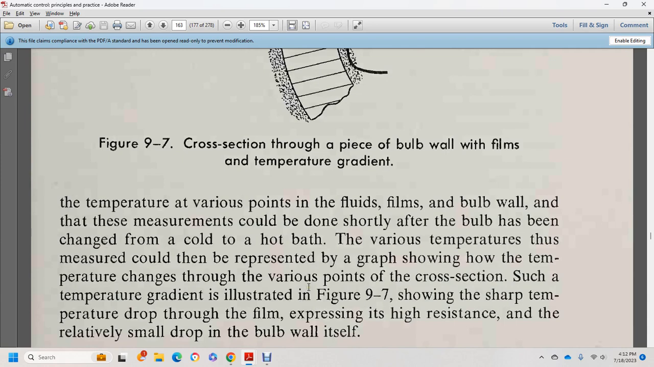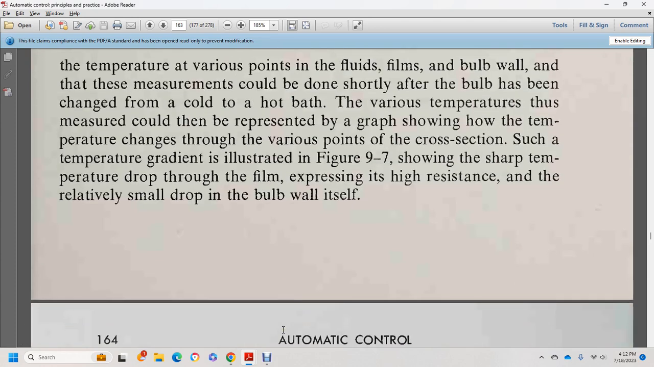These measurements can be made shortly after the bulb is moved between the cold and the hot bath, with various temperatures measured for the purpose of a graph that shows how the temperature changes at various points of the cross-section, such as the temperature gradient illustrated. Figure 9.7 shows the sharp temperature drop through the film, expressing its high resistance, and a relatively small drop across the bulb wall itself.